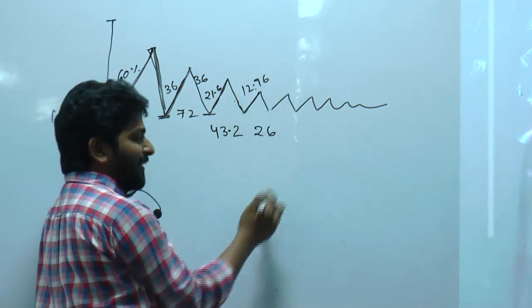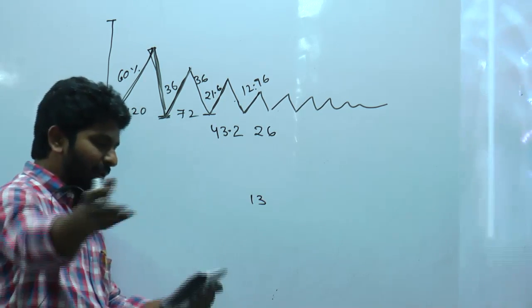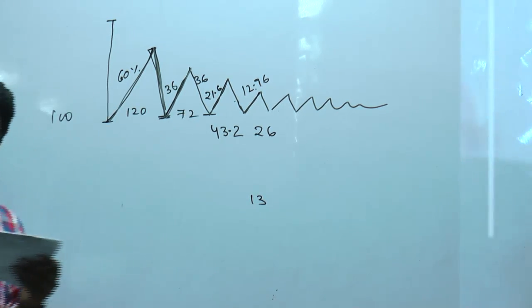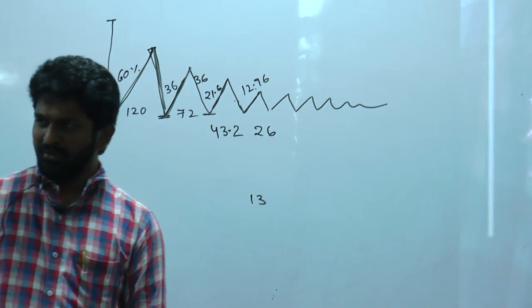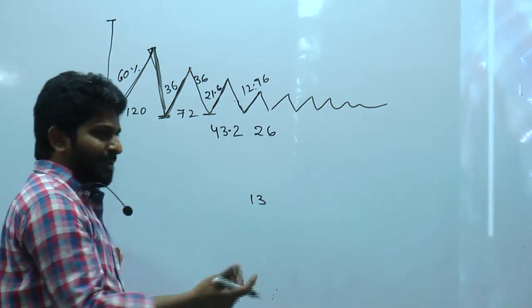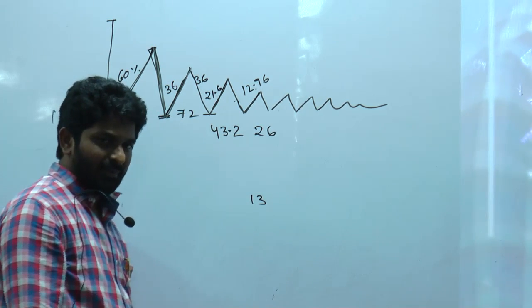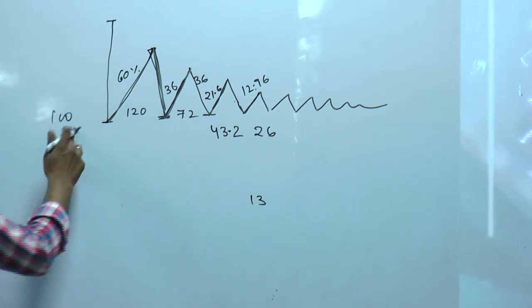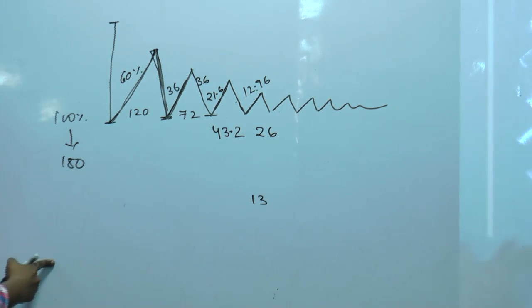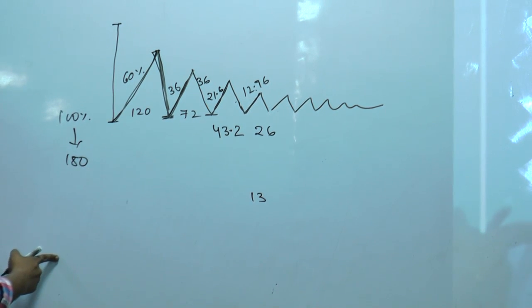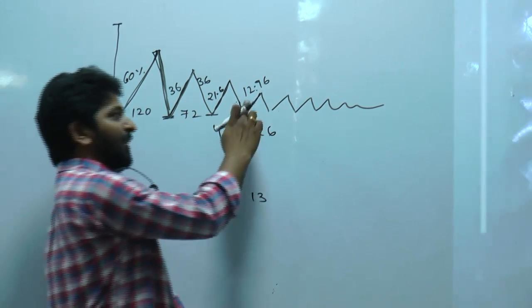Let it be 13 for the time being, no issue at all, because look at your options: 540, 630, 720, 810, 900. Huge difference we have. So 1% or 0.1% will not make much difference here. Are you getting it? Because 100% is equal to 180, so it will not make any difference. Clear? Right.